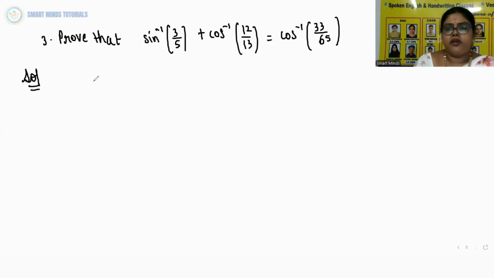Now take the third question. Prove that sine inverse 3 by 5 plus cos inverse 12 by 13 equals cos inverse 33 by 65. Here also we proceed the same way. We take first term as A and second term as B.